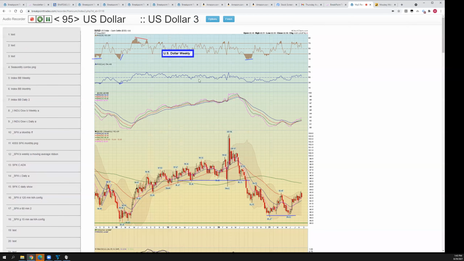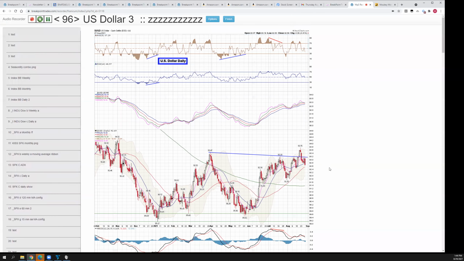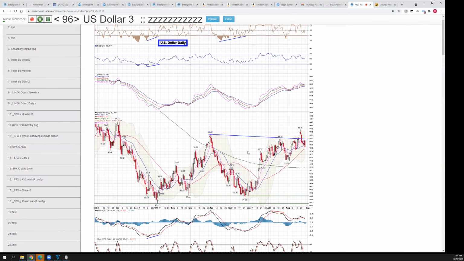Next, moving on to the US dollar weekly view. You can see it lost about 0.8% for the week. Next, chart 96, here's the daily view. This kind of had a cup and handle look, but it gave a little head fake. It broke that, went up a little bit, and it's come right back down. Should this continue lower, that'll help the commodities and precious metals.